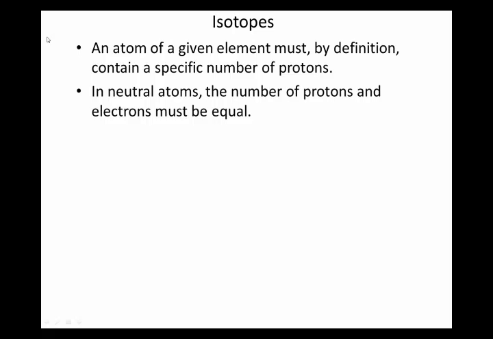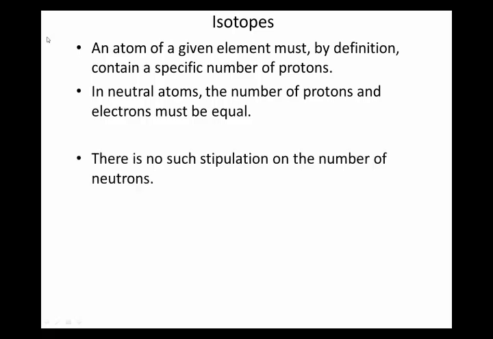However, there's no such limitation. Oh, in neutral atoms, protons and electrons have to be equal. I'll talk about non-neutral atoms in a little bit. But really, there's no such stipulation on the number of neutrons. The number of neutrons can fluctuate, and in fact, for any given element, the number of neutrons can vary over a small range.